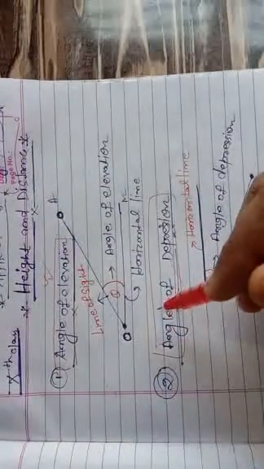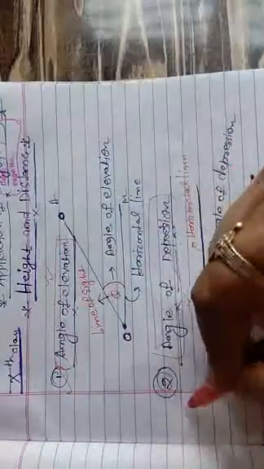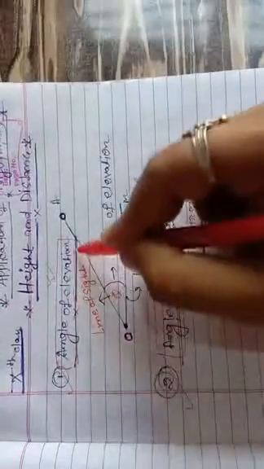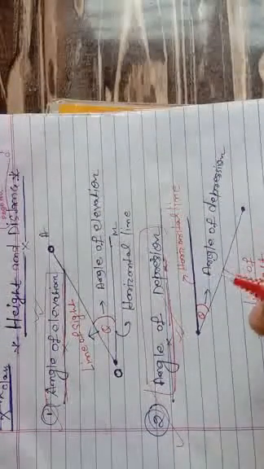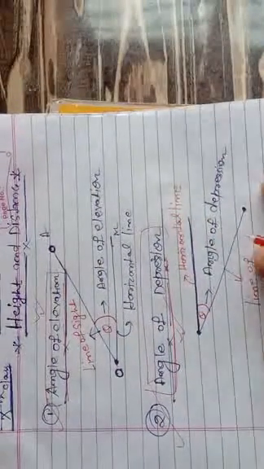So to solve the questions of height and distance, we have to understand two concepts: what is the angle of elevation and what is the angle of depression? I can make you understand by giving some examples.